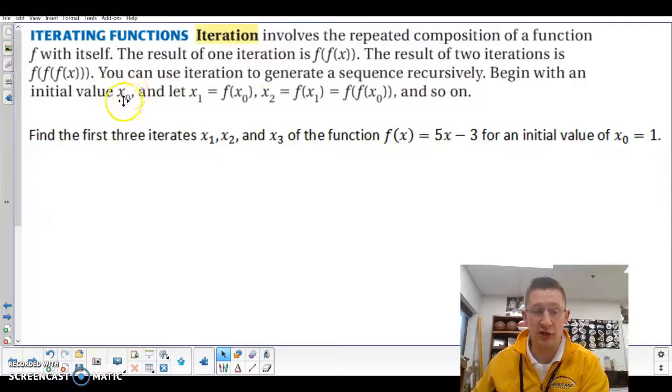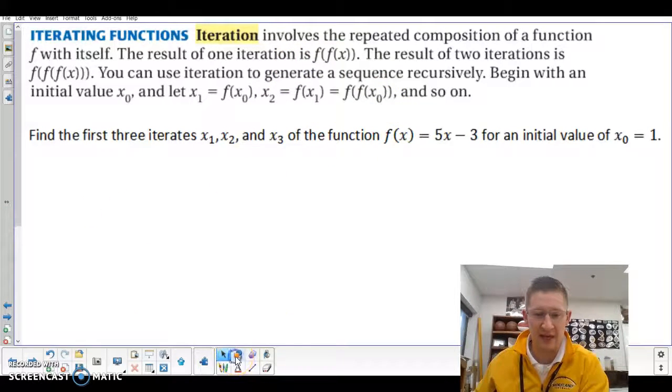Begin with an initial value, and here we label it as x sub 0, meaning the initial, and then x sub 1 would be f of x sub 0, meaning what did I get when I plugged the initial value into function f. X sub 2 then is f of x sub 1. So once I figure out what x sub 1 is, I plug it into the function. That gives me x sub 2. And so on and so forth.